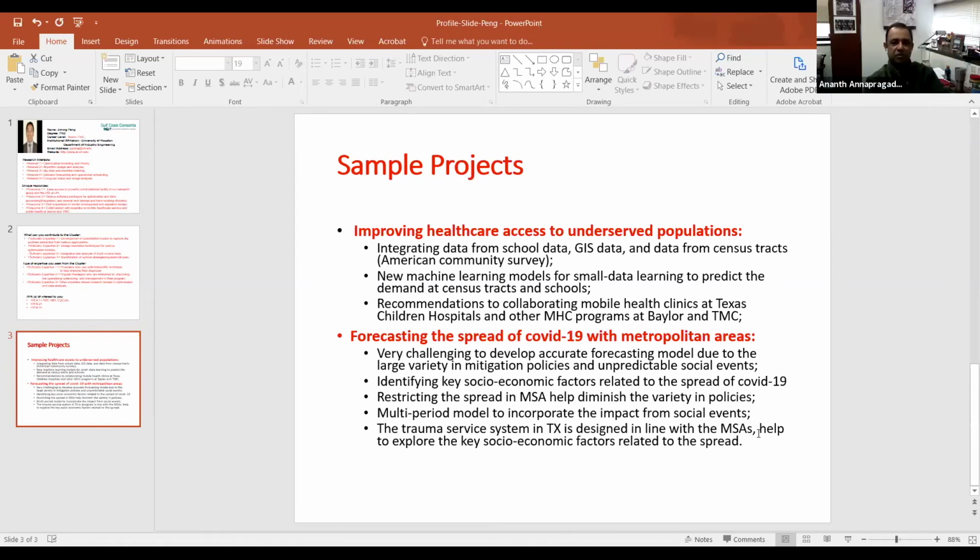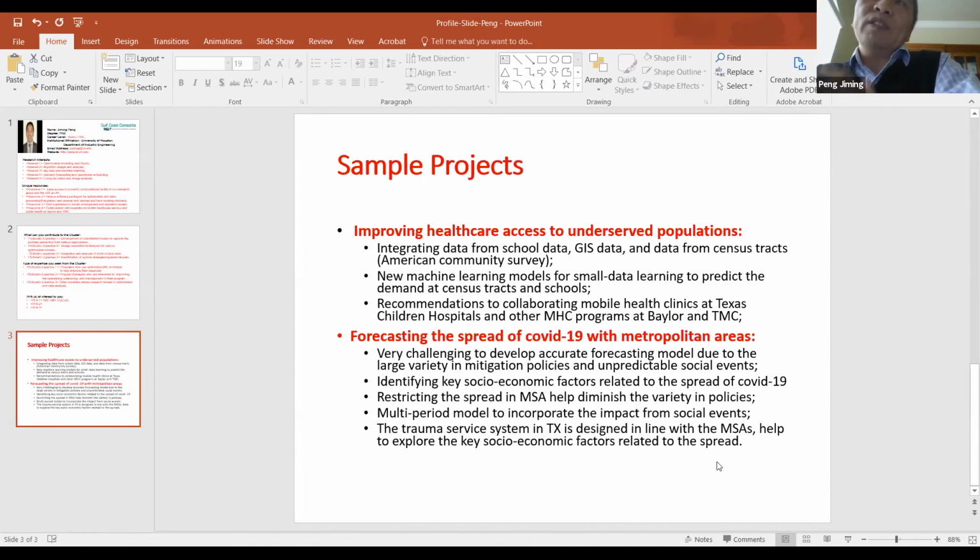I'm kind of confused by what the trauma service system has to do with it. Do you mean trauma as in an emergency room? Oh yes, in Texas the emergency service is designed in a way that, while it's not the same name as the metropolitan area, we did some comparison and it's almost identical.